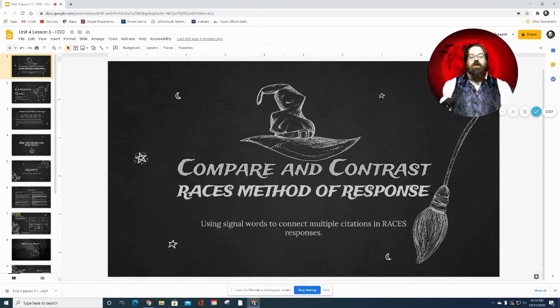Today we'll be comparing and contrasting using the RACES method of response. We'll also be using signal words to connect multiple citations in a RACES response. So this time around we're going to do it a little different, and you're going to have two citations or two pieces of evidence that you have to link together using those signal words we've been talking about.